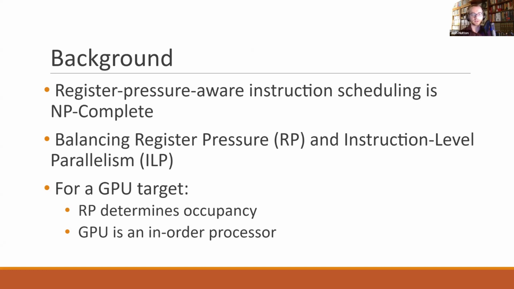The main issue with instruction scheduling is in balancing register pressure with instruction level parallelism. This is especially important for a GPU target, where RP determines occupancy, the number of thread groups that can run together in parallel. Additionally, the GPU is an in-order processor, so there's no hardware scheduler like on most x86 CPUs to undo the scheduling that we're doing.